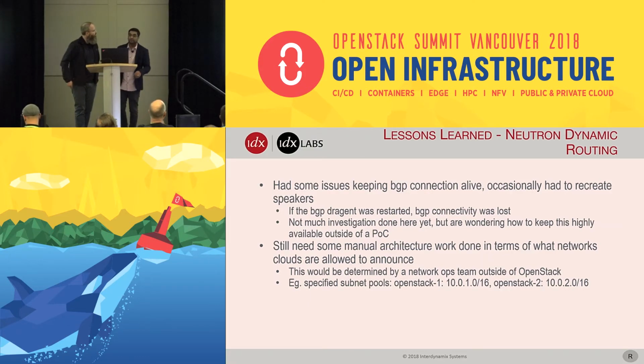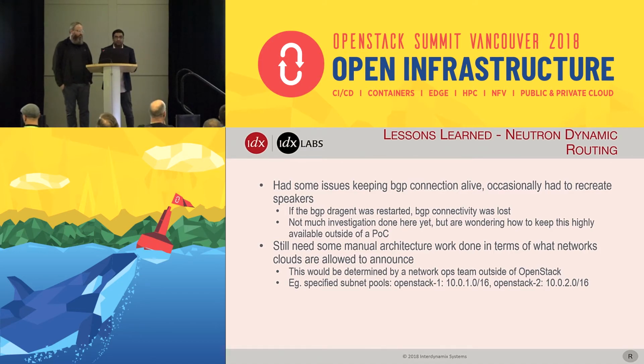From the lessons learned from Neutron dynamic routing, we saw that if the BGP DR agent is restarted, it loses connectivity. We haven't done that much investigation on this, and we were wondering how it can be implemented outside the POC. The other thing was, the cloud architect or someone needs to define which networks they want to advertise to the connecting service provider or PE routers.